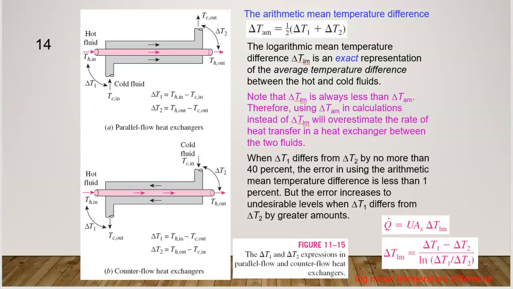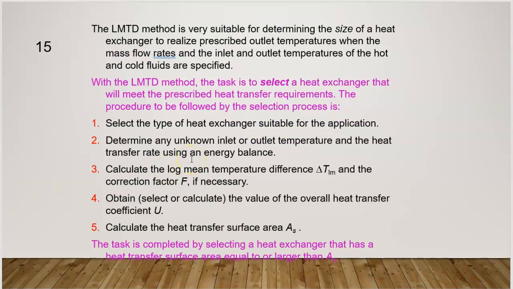Okay. The next slide. TLMTD is very suitable in determining the size of a heat exchanger to realize prescribed outlet temperatures, where the mass flow rates and the inlet and outlet temperatures of the hot water are specified. Okay? With the TLMTD method, the task is to select a heat exchanger that meets the prescribed heat transfer requirements. The procedures to be followed are as below. Okay? This is a way to select a heat exchanger.